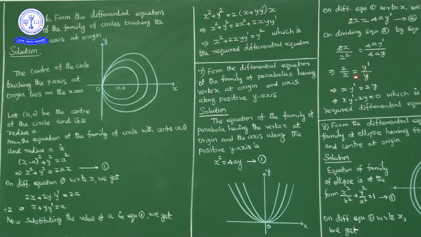Okay, cross multiplication. So what we get, 2y is equal to xy dash. So xy dash is equal to 2y, write this term this side. So xy dash minus 2y is equal to 0. Here arbitrary constant a is eliminated. So this is the required differential equation.